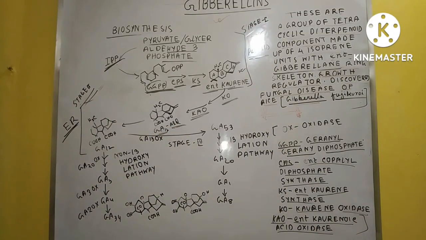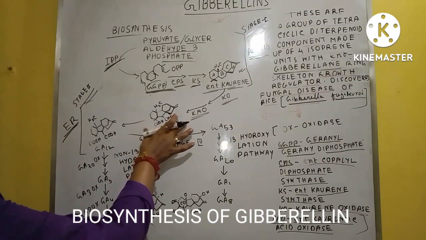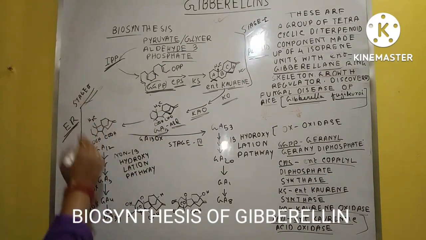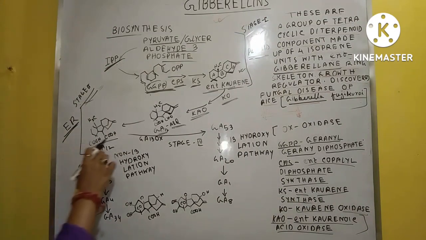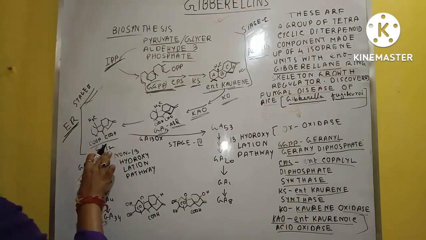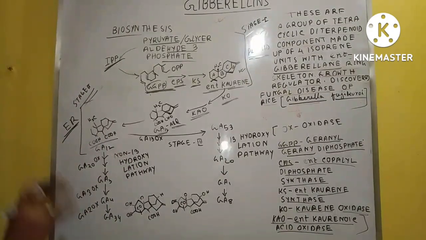After the formation of GA12-aldehyde, it transfers to form GA12. After the formation of GA12, there are two pathways.